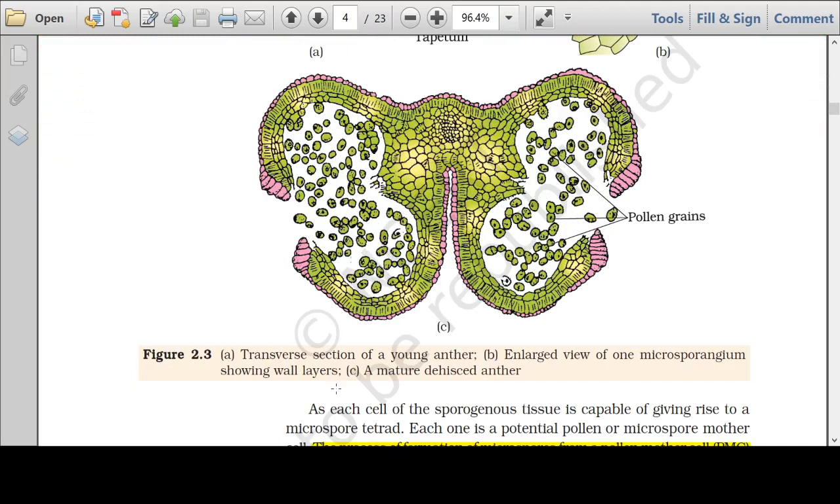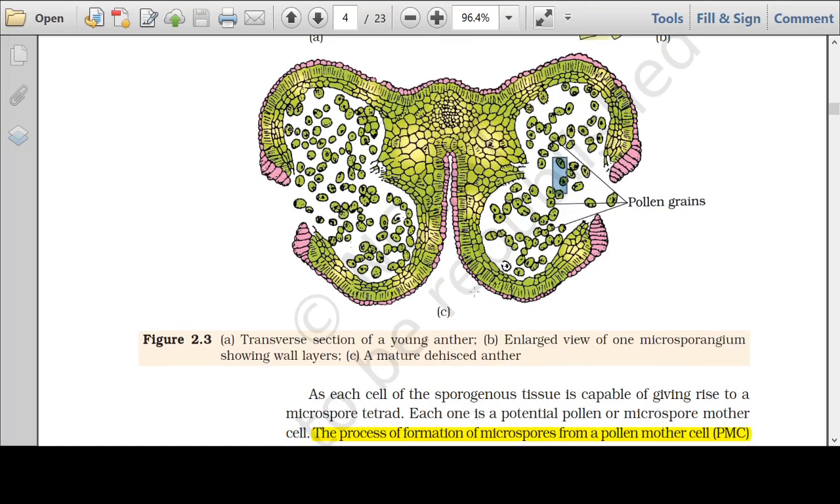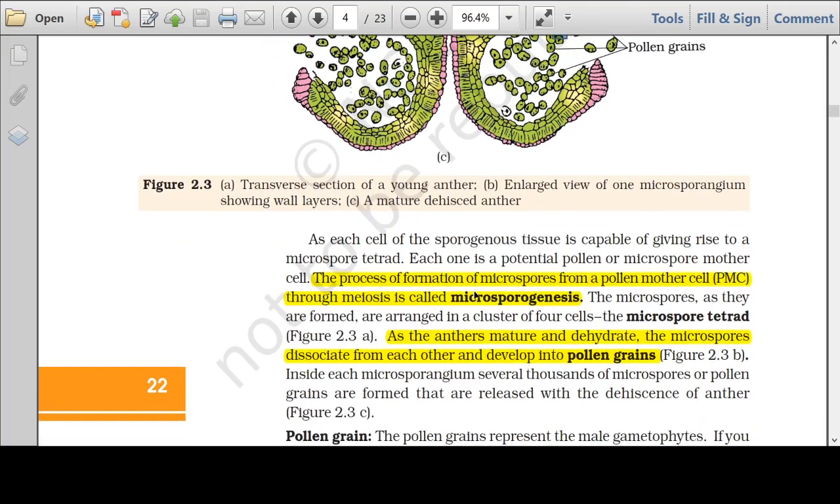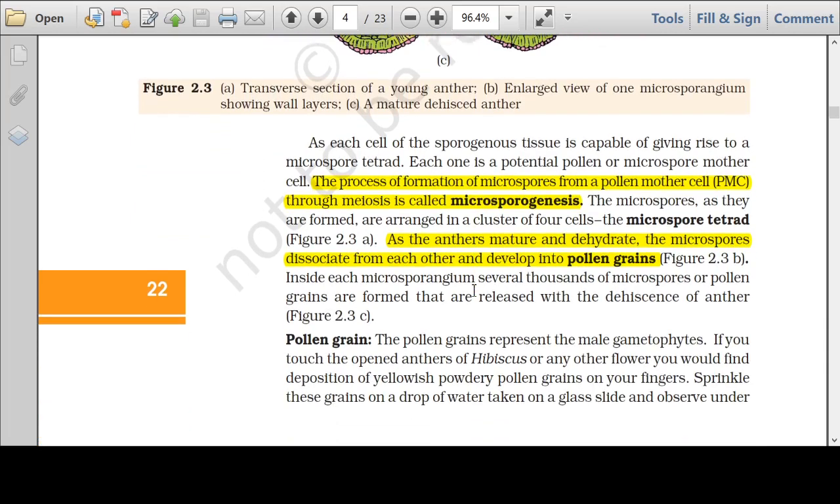Okay. This is the actual diagram. So you can see the anther has dehisced. So bursting, these pollen grains are coming out. The pollen grains are released like this by the bursting of the anther, which is called dehiscence of the anther. And this is a dehisced anther. Okay. Here you get the definition of pollen grains.